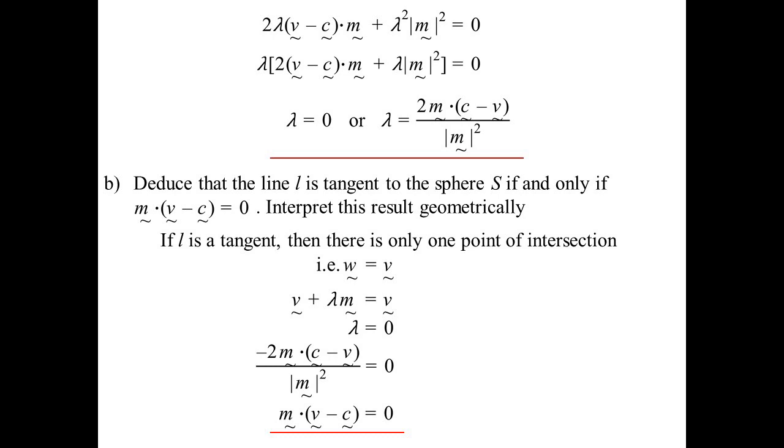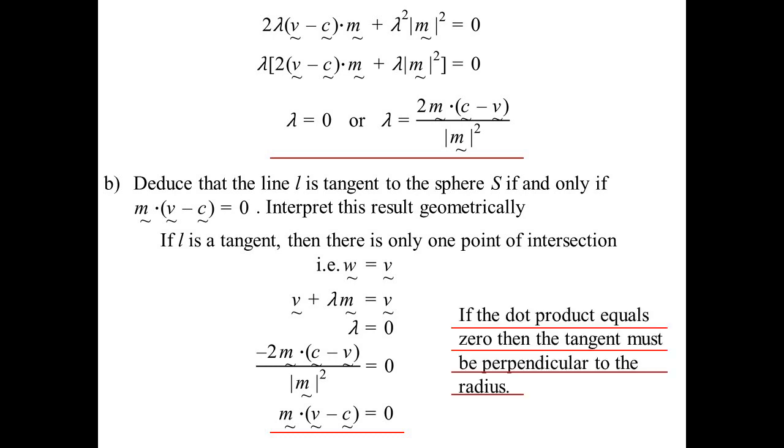Interpret that geometrically. Hang on. I'm saying the vector, which is in direction M, that was our line, remember, which we've now called a tangent, dot a vector, V minus C, is equal to 0. Those two vectors must be perpendicular. In other words, it's exactly the same as what we saw in 2 dimensions, but now it's in 3 dimensions. The tangent is perpendicular to the radius. It's still true in 3 dimensions.